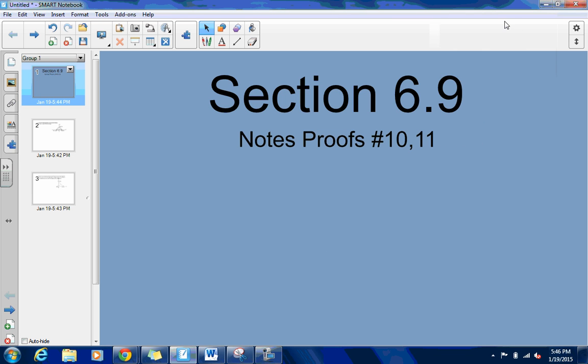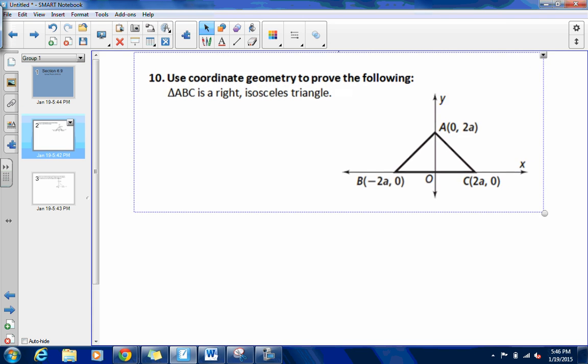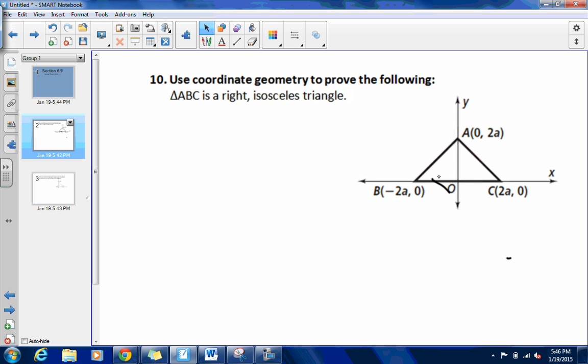Alrighty, I promised this quick video on the two proofs from section 6.9 of geometry. So what I'm going to do is go through the proofs and you can follow along, check what you did, compare notes, and maybe you did it a little bit differently, but we should be looking for the same result here. So the first one we've got is number 10 in the notes. I think it's a little bit bigger.